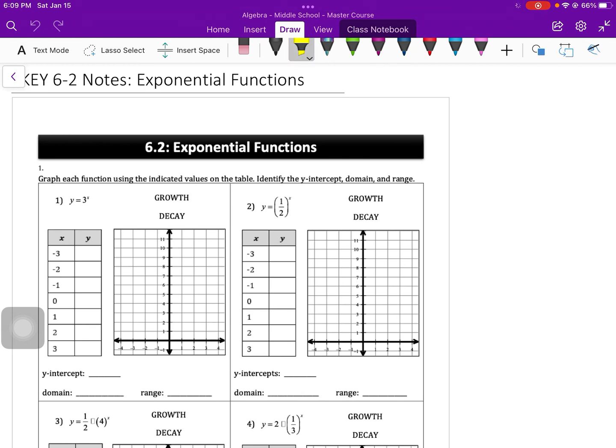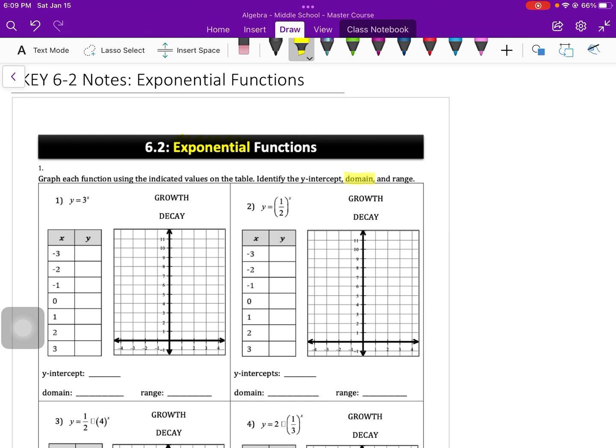So far this year, we've been looking at linear functions and talking everything linear. So we're going to look at a new function today called an exponential function. And we're going to start with graphing. So notice it says graph each function using the indicated values on the table. Identify the y-intercept, the domain, and the range.